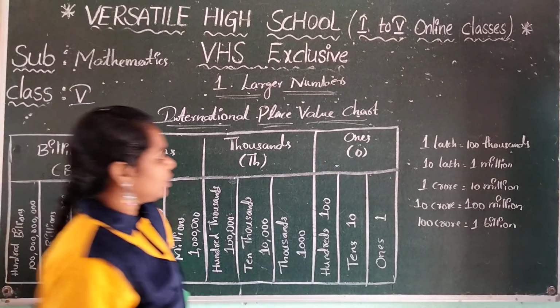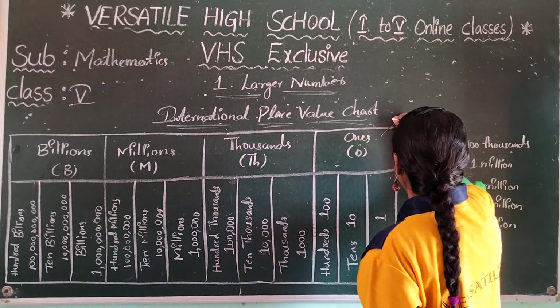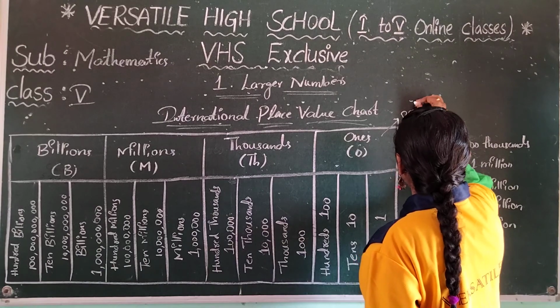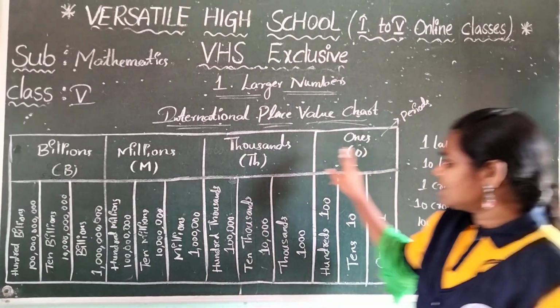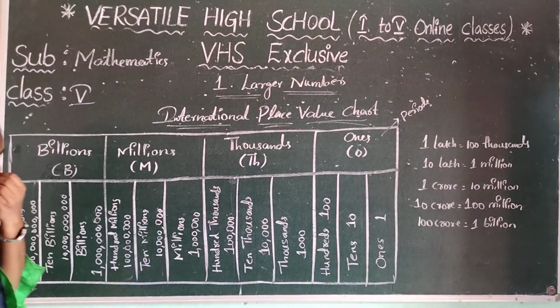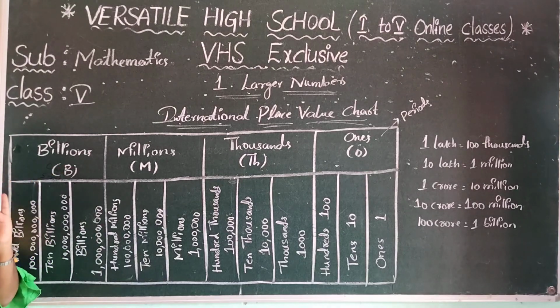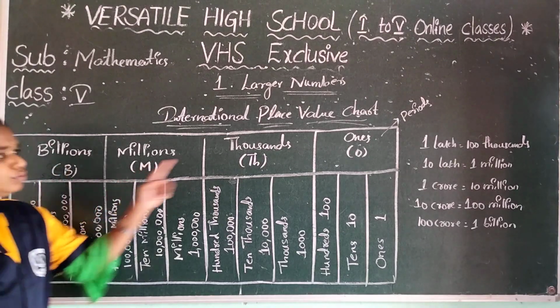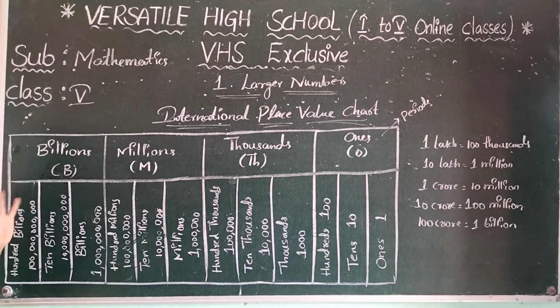So how many periods do we know? This is the periods column. Ones, thousands, millions, billions. In this chart, it is divided into 4 periods: 1, 2, 3, 4.